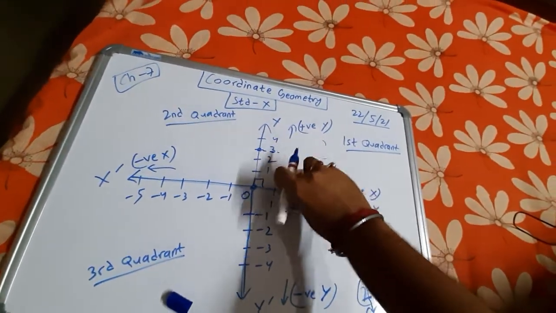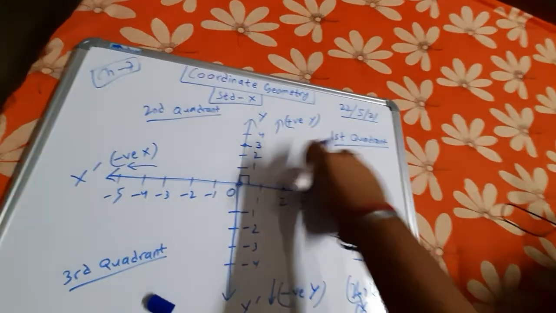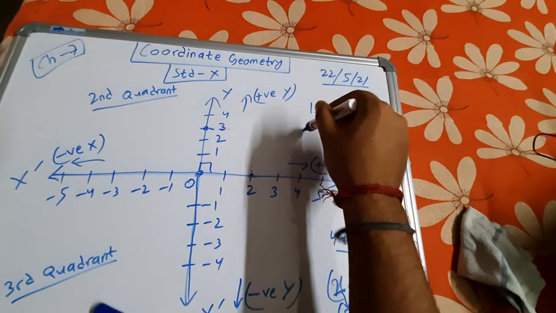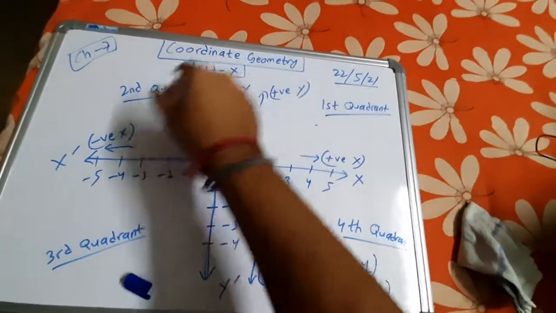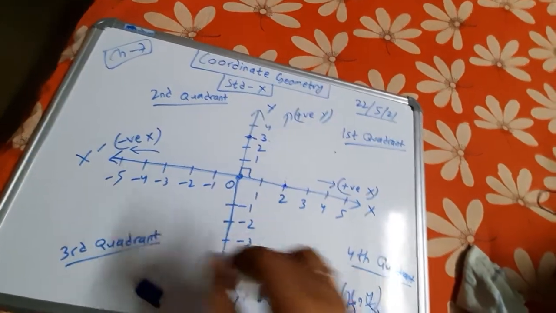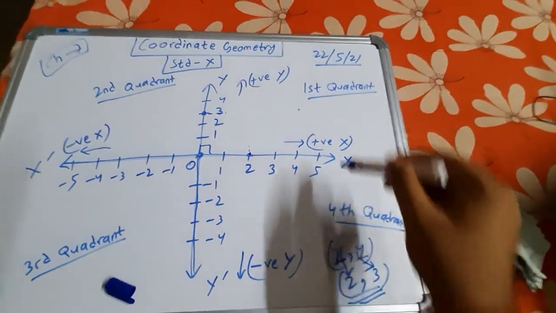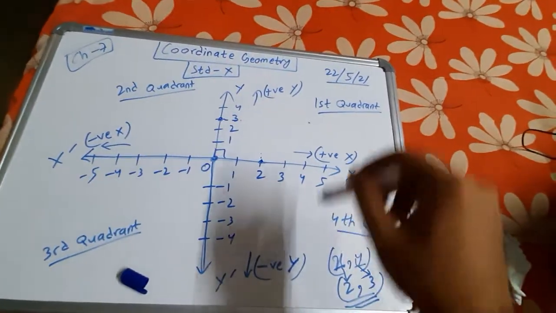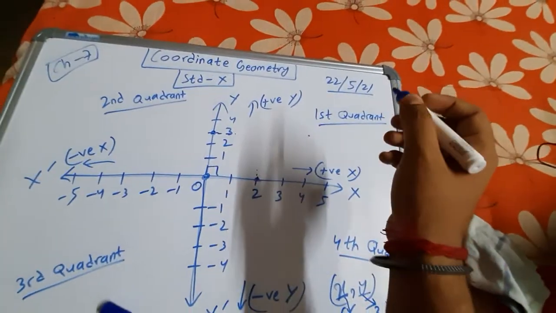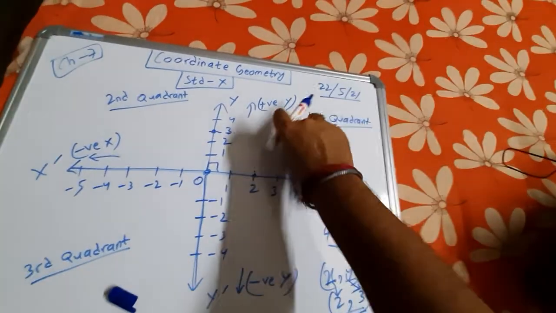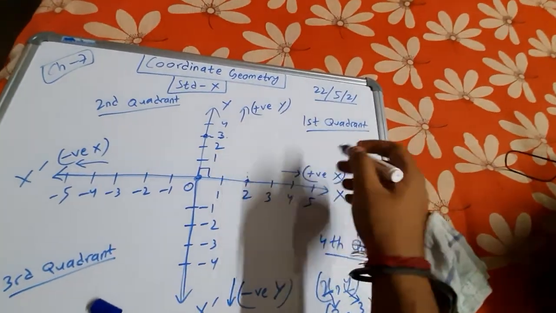Now we will come straight to the quadrant system. What is the quadrant system? This is the first quadrant, and we know the quadrant system goes anti-clockwise. So this is the first, this is the second quadrant, this is the third quadrant, this is the fourth quadrant. It goes anti-clockwise, first, second, third, fourth. You can name them anti-clockwise, starting from the first. Now we are going to discuss the values of x and y in all the quadrants.